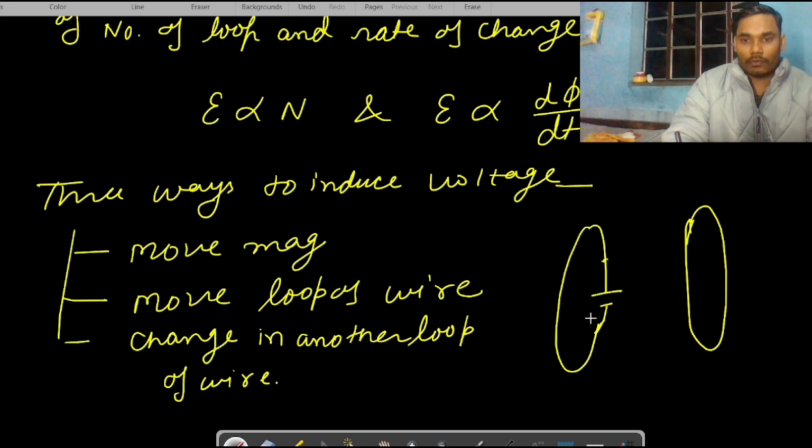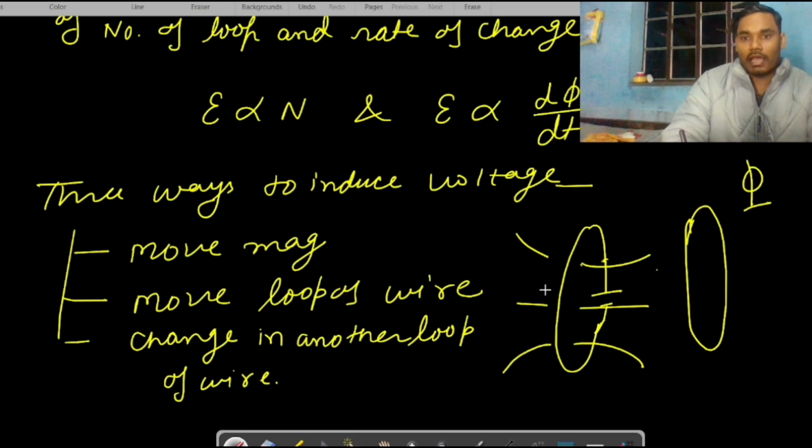this loop of wire, then the current will increase, and as the current increases, it will create a magnetic field. This magnetic field will make flux here, and since this current is increasing, the magnetic field will also increase, and so the flux will increase, and hence there will be current in this wire.